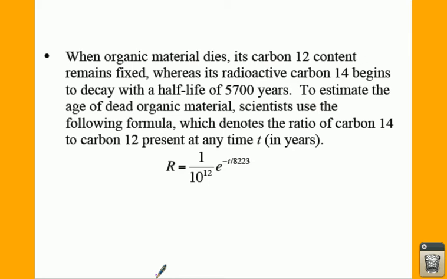Example number 3 is going to go over a little bit of carbon dating. And a little side note here, when organic material dies, its carbon-12 remains fixed, whereas its radioactive carbon-14 decays, and it has a half-life of 5,700 years. So anytime you want to estimate the age of a dead organic material, scientists are always using this following formula. R is equal to 1 over 10 to the 12th e to the negative t divided by 8223. That is your ratio of carbon-14 to carbon-12.